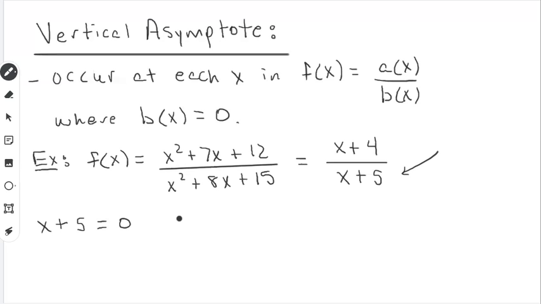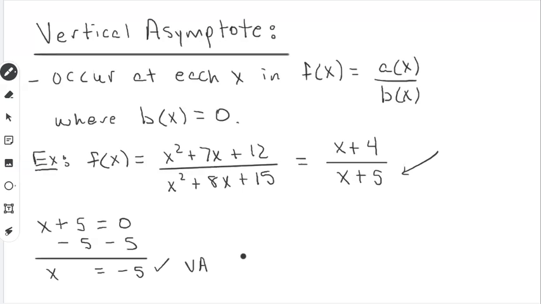So what I do is I set the bottom equal to 0 and I solve for x. So for this one, I'm going to subtract 5 on both sides to get rid of that positive 5 on the left side. And then when I get done with that, I have x equals negative 5. And that's my answer. That's going to be my VA. VA, Virginia, right? VA is going to stand for vertical asymptote in this course.